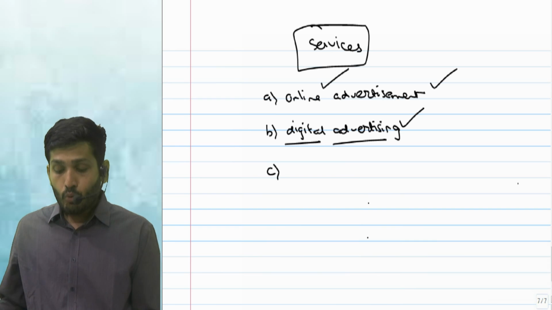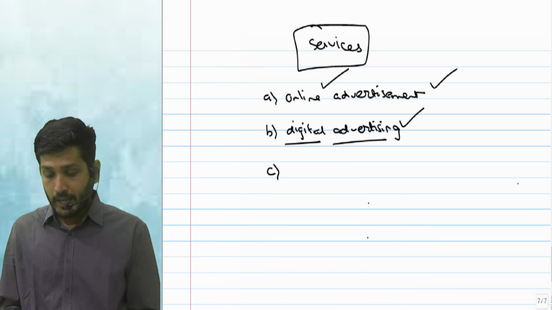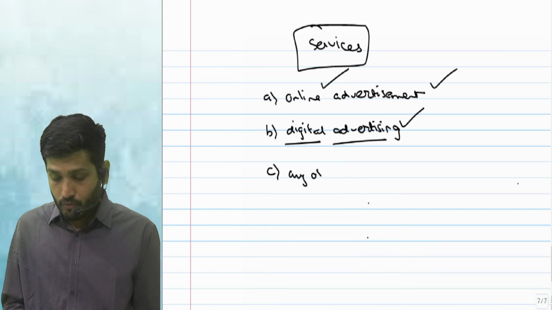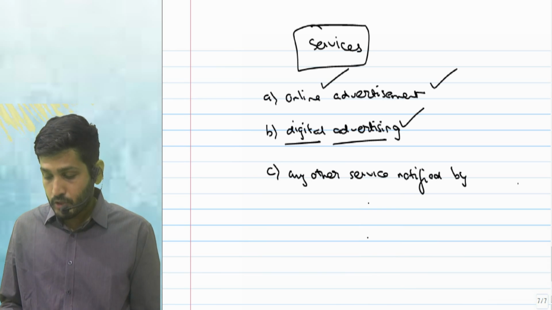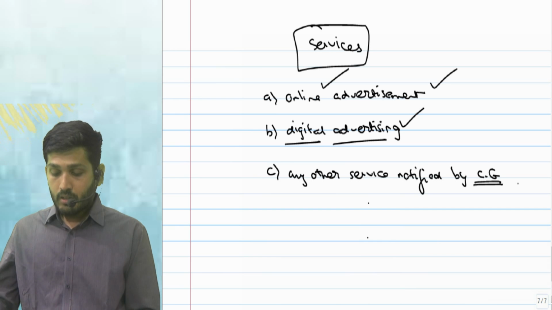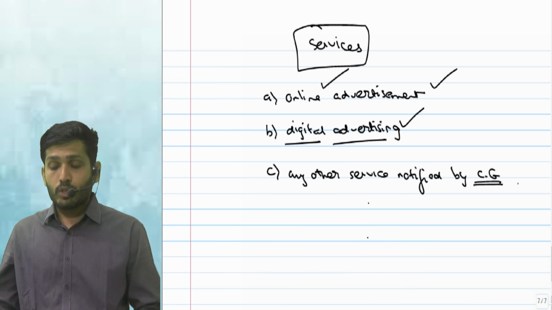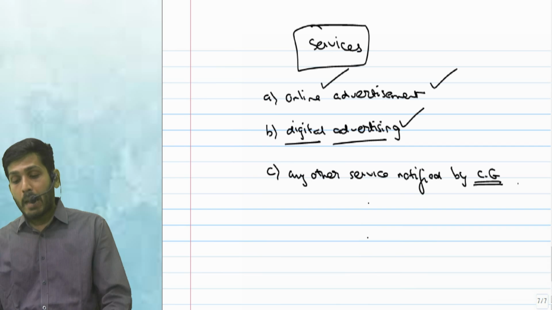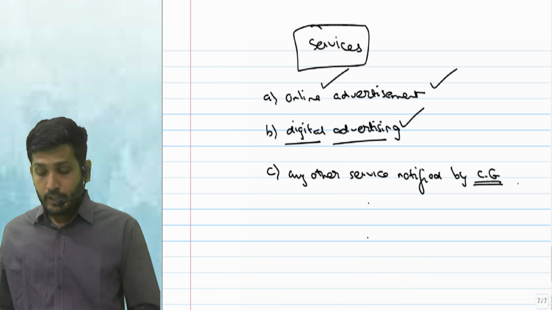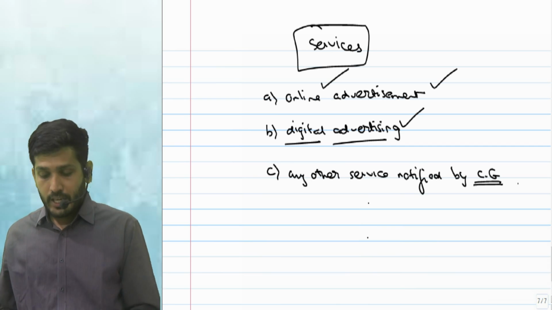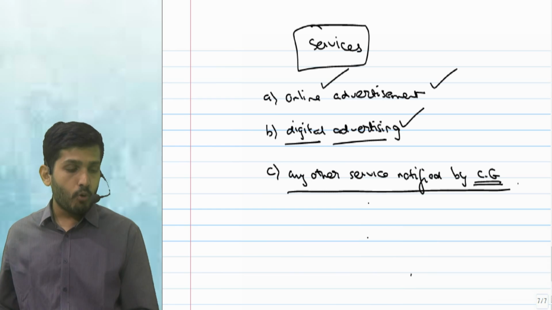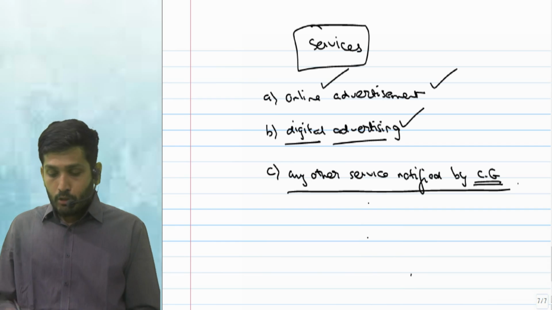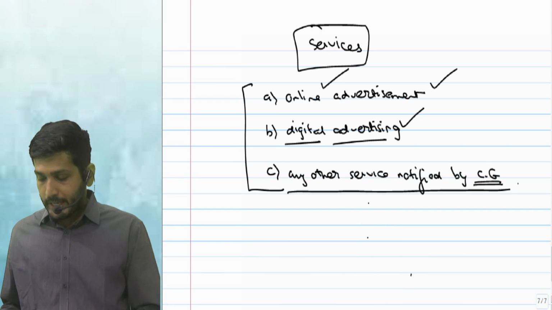And third one, which will be covered over a period of time, is any other service which is going to be notified by central government. So wait and watch. Over a period of time, central government may keep on adding further services here. One service which everyone is talking about, that might be Amazon, might come under this bracket where online products are getting sold, maybe. But right now there is no such thing notified by central government, which will come over a period of time. So I hope this basic part is very clear.